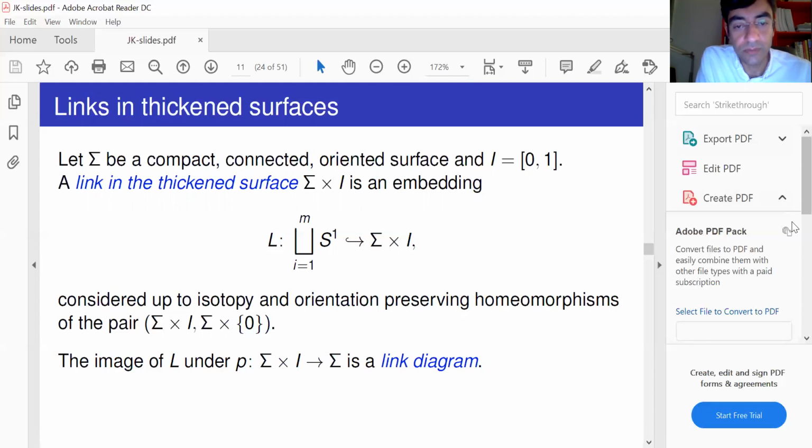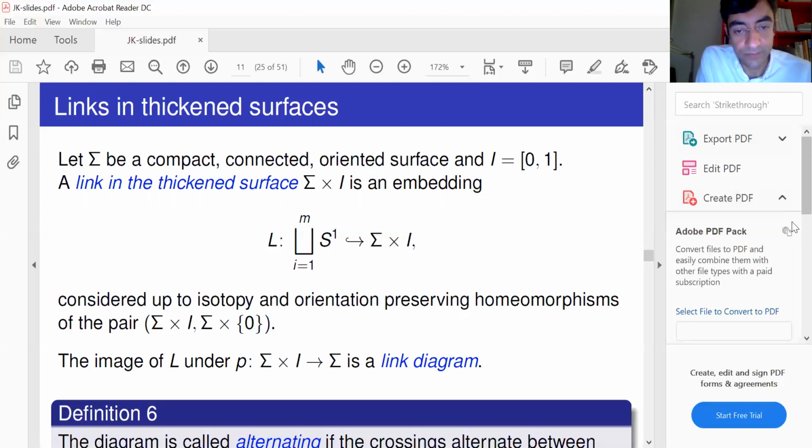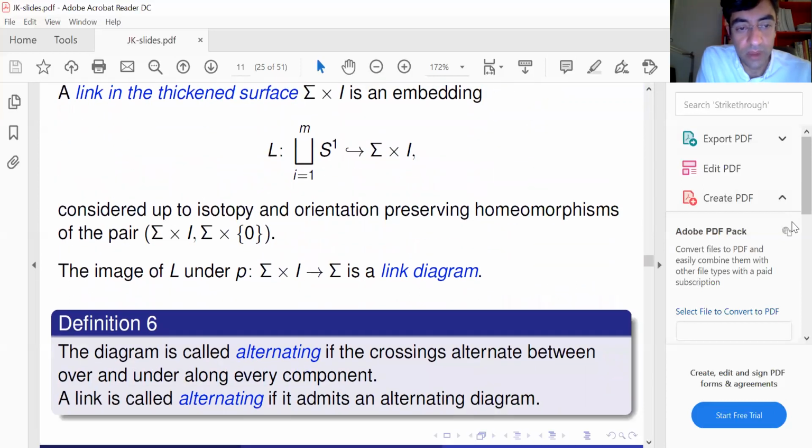And if you project the image of link L onto sigma, what you get is called a link diagram. And the diagram is called alternating if the crossings alternate between under and over crossings as you travel along every component. And a link is called alternating if it admits an alternating diagram.